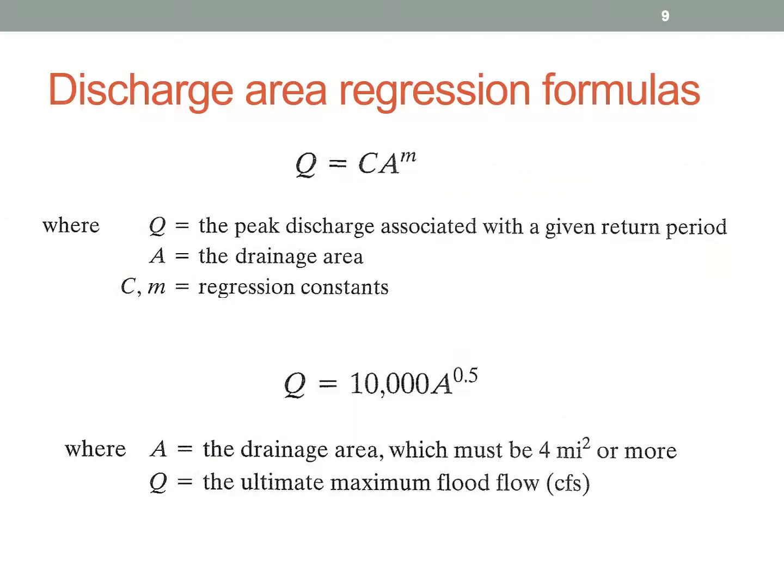Discharge area regression formulas, the same as what you do in other classes. You can use regression formula to derive your own formula. Here you use Q equals C times A to the power M. Q is the peak discharge associated with a given return period. A is the drainage area. C and M are regression constants. For example, you see this formula, Q equals 10,000 A to the power 0.5. A is the drainage area, and that must be 4 miles squared or more. And Q is the ultimate maximum flood flow in CFS, feet cubed per second. So if you plug your area here, you can find your Q, which is ultimate maximum flood flow.